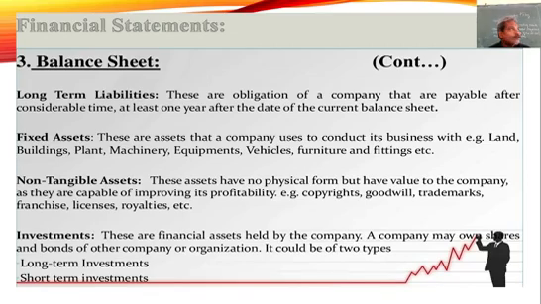Then followed by fixed assets. These are the assets that a company uses in its business, for example, land, building, plant, machinery, equipment, vehicles, furniture and fittings, etc. So these are assets we are not able to sell immediately. That kind of assets comes under the category of fixed assets.